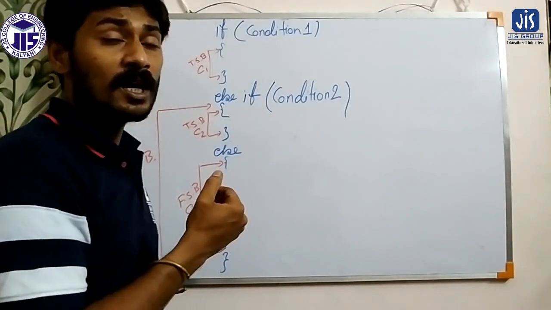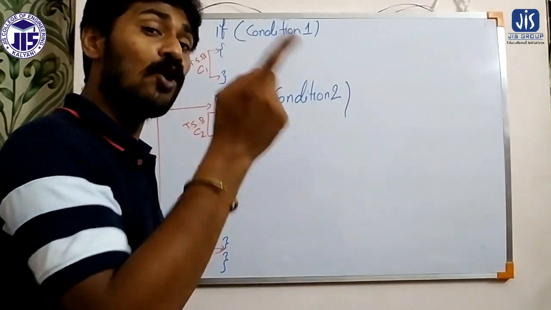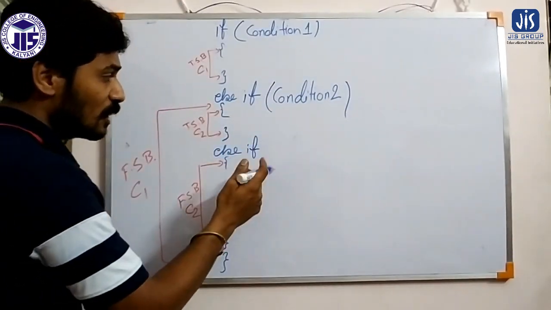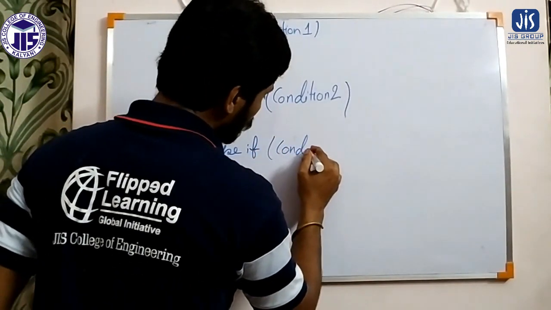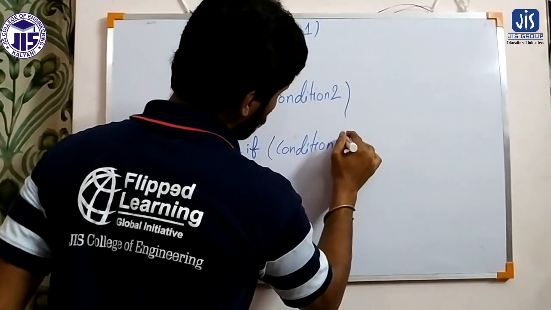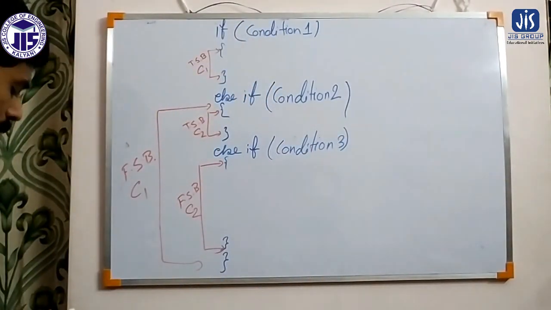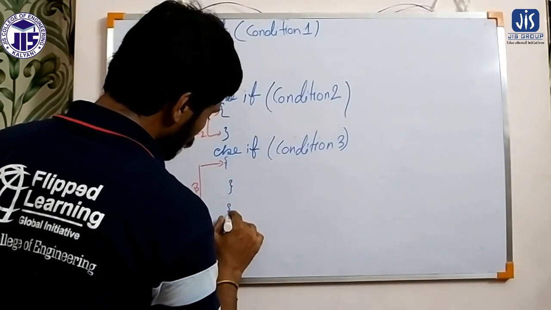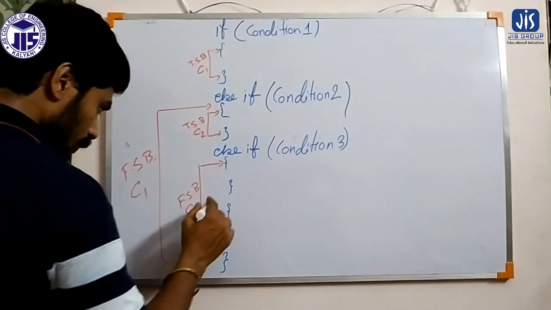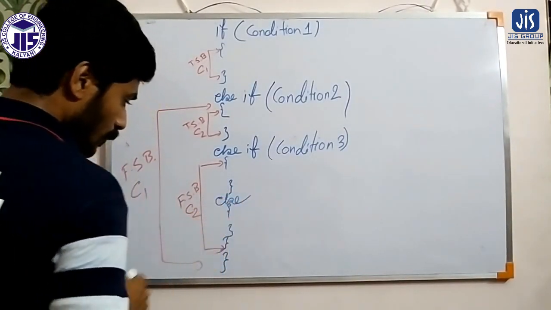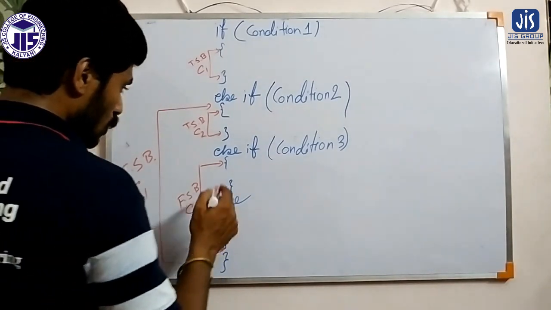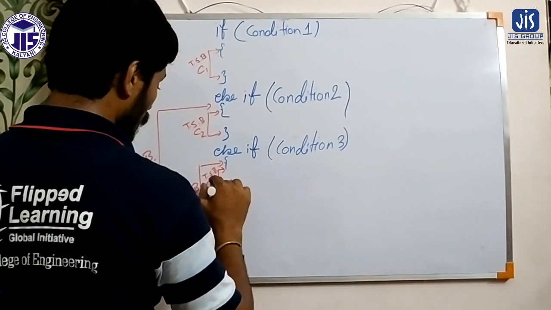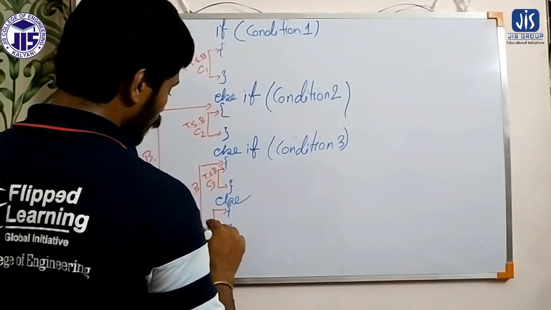Now condition 3 will be verified if condition 2 is also false. So here we are applying condition 3 at the false statement block of condition 2. This is my condition 3. For this condition also, again we will get a true statement block and a false statement block. So this is the true statement block for condition 3 and this is the false statement block for condition 3.